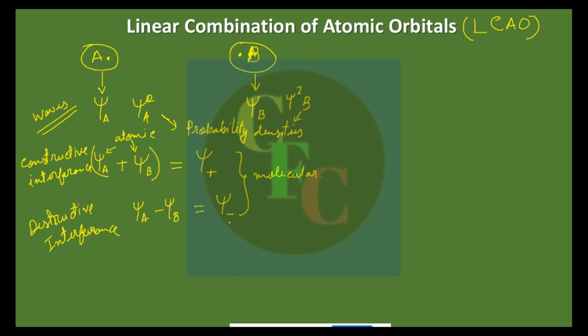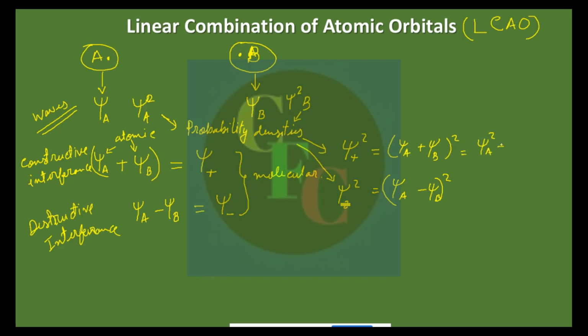As with the case of atomic orbitals, psi plus and psi minus do not carry much meaning, but psi plus square and psi minus square will, right? Because they are again the probability densities. They would give the probability of finding the electrons in that particular molecular orbital. Now how would they look? They would look like psi A plus psi B whole square, and psi A minus psi B whole square.